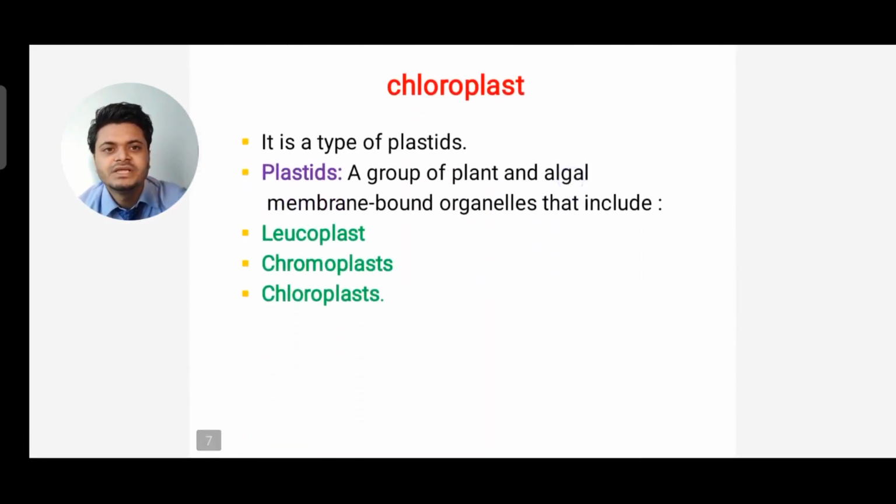Next we see chloroplast. It is a type of plastid, and plastids are a group of plant and algal membrane bound organelles that include leucoplast, chromoplast, and chloroplast. So leucoplast, chromoplast, and chloroplast.